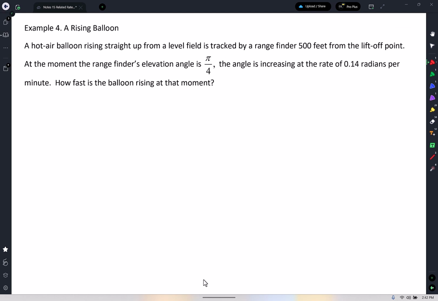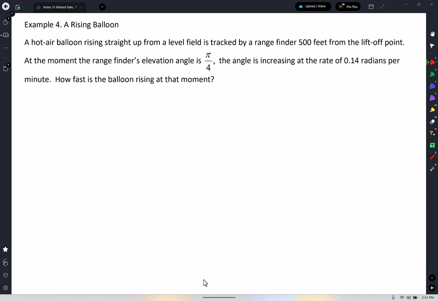A rising balloon. A hot air balloon is rising straight up from a level field and is struck by a rangefinder 500 feet from the liftoff point. Okay, that 500 feet is static. That's always 500 feet, so it is okay to draw on your picture. At the moment, the rangefinder's elevation angle is pi over 4.